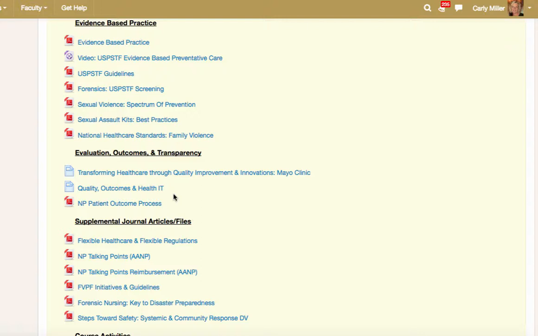So that's just one other area that I kind of wanted you to think about a little bit with this as well. NP patient outcome process. This is just another evaluation tool. This you can use further, like later down the line when you're practicing.